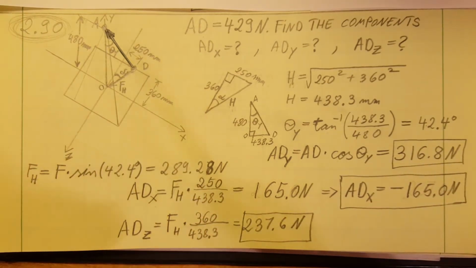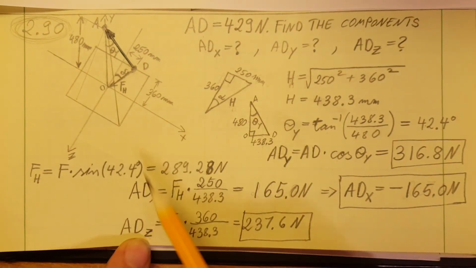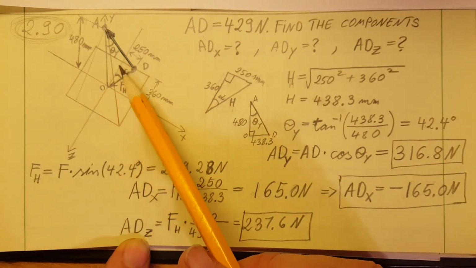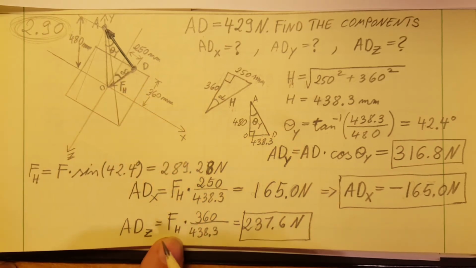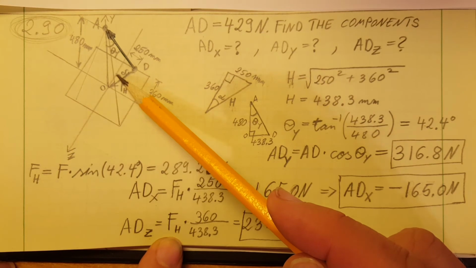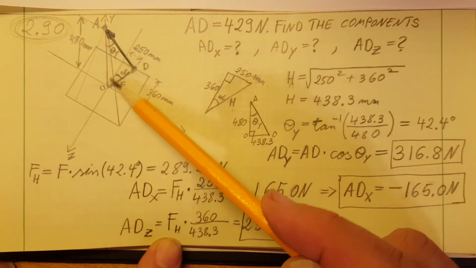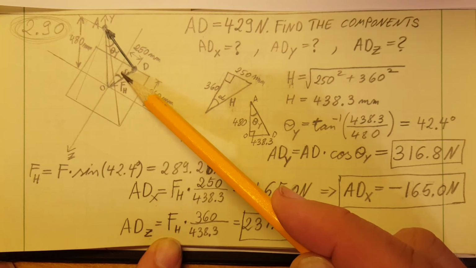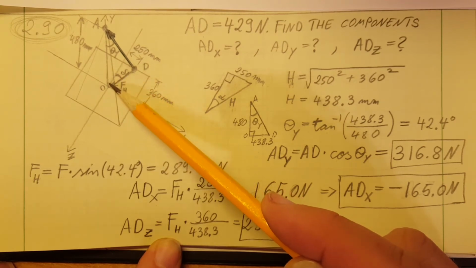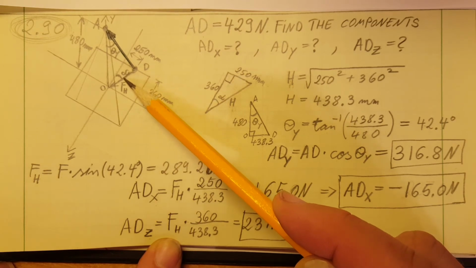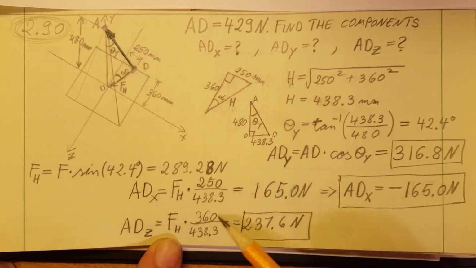And our last component, which will be in the z direction, coming right here, FH times, working with alpha again, this will be our cosine. But since we don't have alpha, let's just use the ratio again. So cosine is adjacent over hypotenuse. So I'll plug in adjacent measurement, which is 360, and our hypotenuse measurement, which is 438.3. These are millimeters, and this one's our force. And the calculator is going to give us 237.6 newtons.